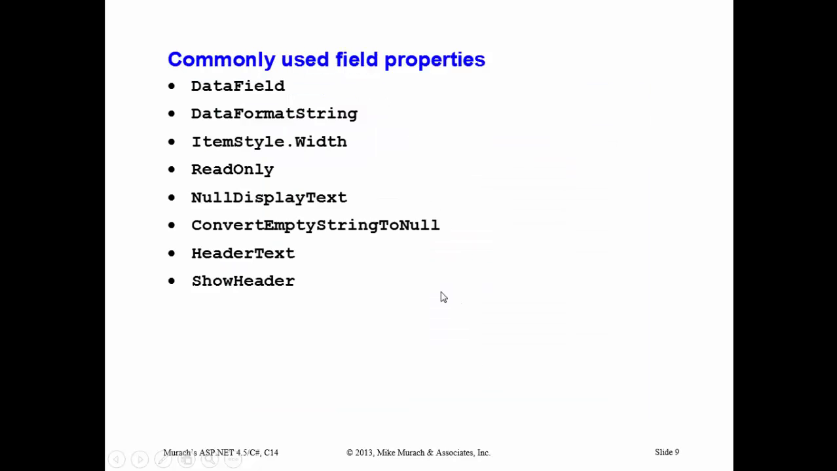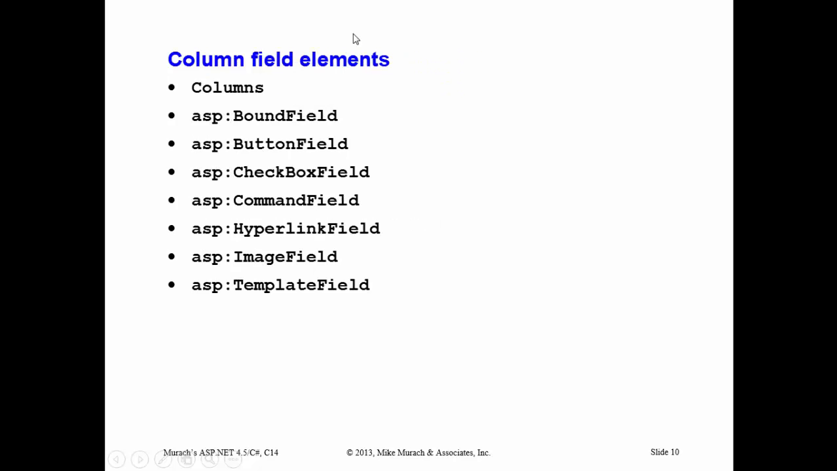These are some of the properties that we use typically with some of the fields: whether it's read-only, how I want to display a null, if there's any header text, whether I want to show the header or not. Common field elements are columns, bound field, button. So these are the different types of fields that I can have in my grid view. And then there are different styles that I can apply, whether it's the alternating row, the style for each row, or when I'm in edit mode, what do I want that to look like?